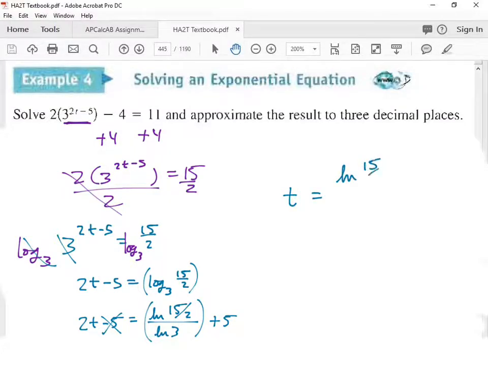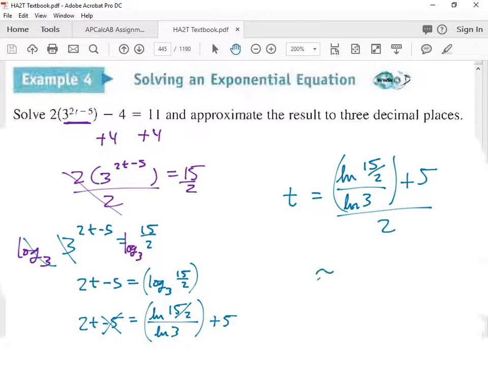We have natural log of 15 divided by 2, sorry, divided by natural log of 3. And then we're adding 5 to that. And then we're going to take that big old number and divide by 2. So that's the exact answer right there.